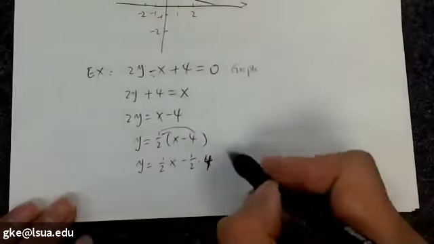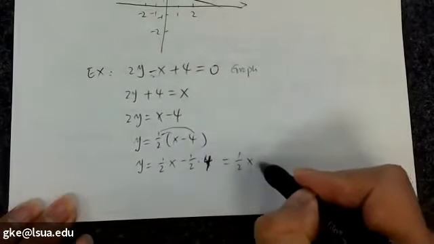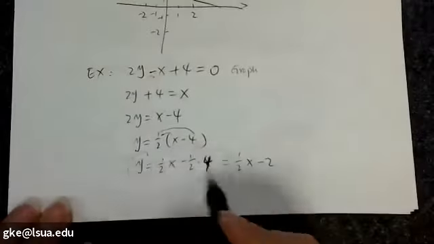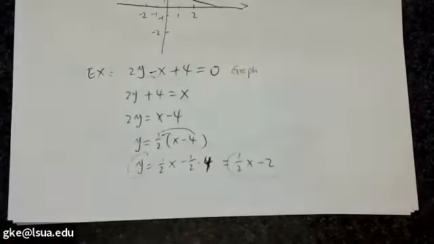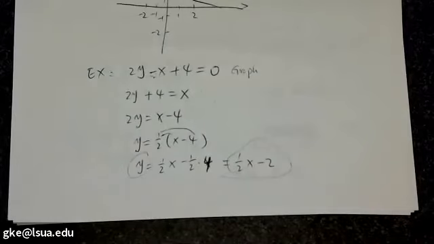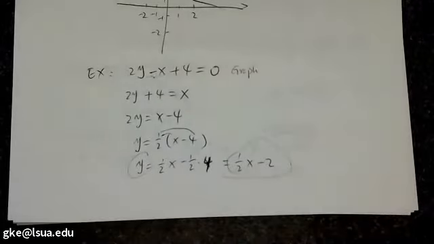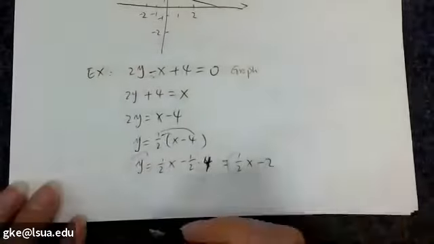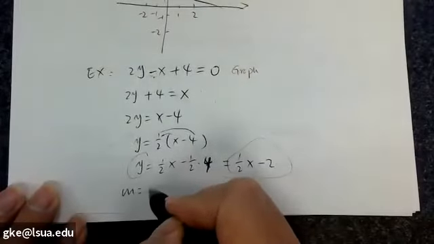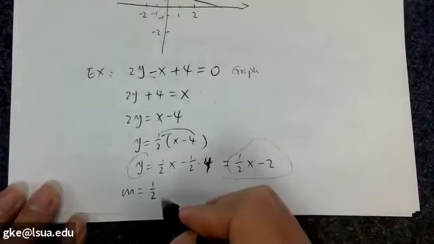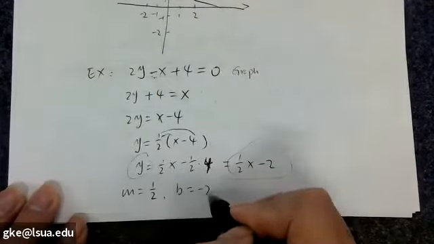And then we're going to get 1/2 x minus 2, right? So the equation is y equals this. And it is very straightforward, very obvious that m equals 1/2 and b equals -2.